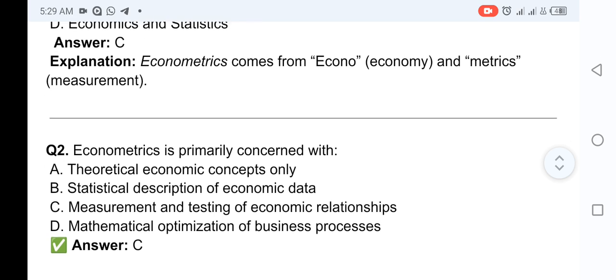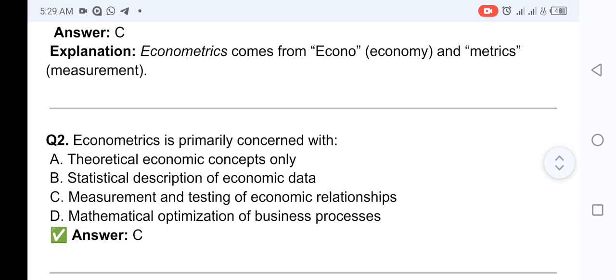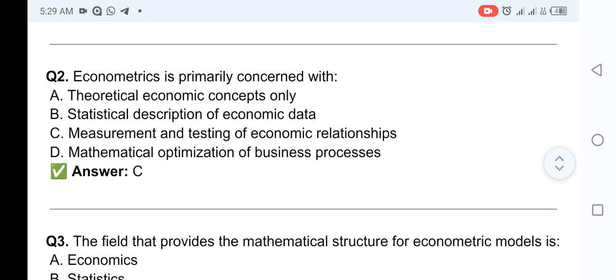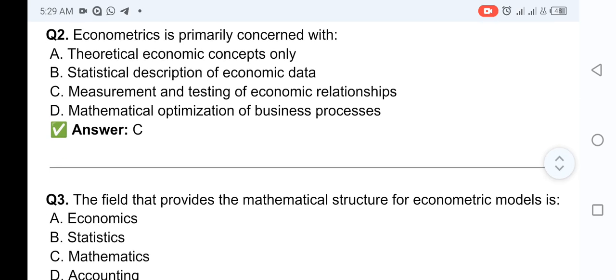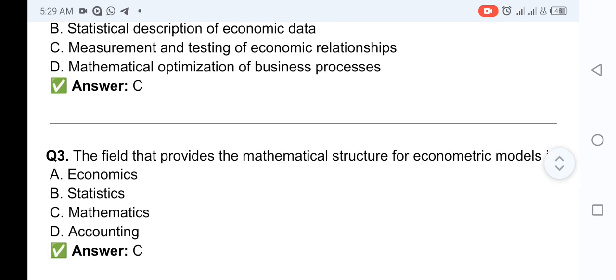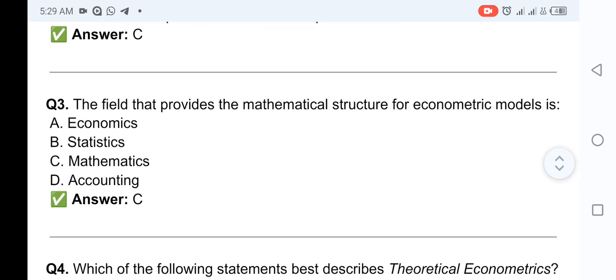Q2. Econometrics is primarily concerned with A. Theoretical economic concepts only. B. Statistical description of economic data. C. Measurement and testing of economic relationships. D. Mathematical optimization of business processes. Answer: C. Q3. The field that provides the mathematical structure for econometric models is A. Economics. B. Statistics. C. Mathematics. D. Accounting. Answer: C.